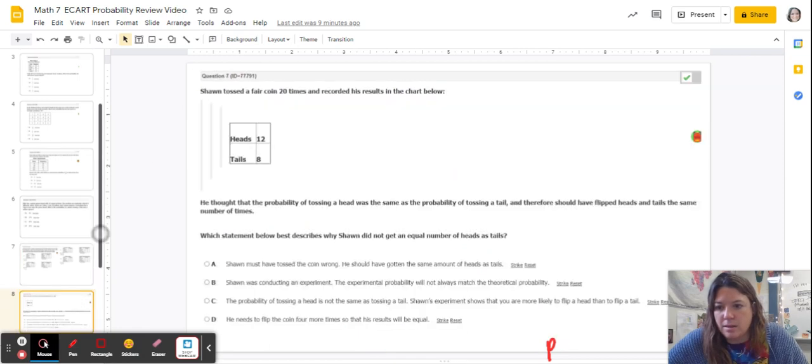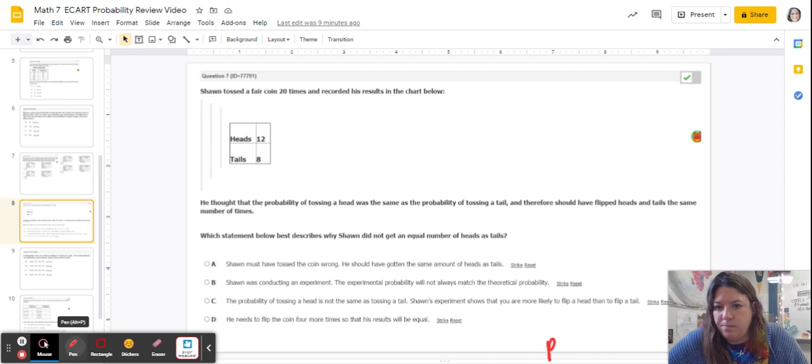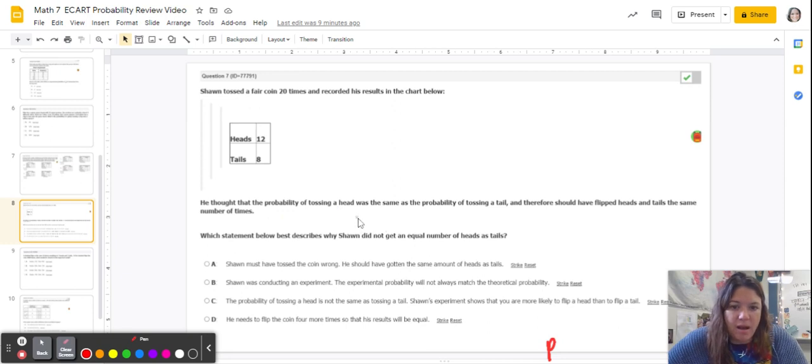All right. Question number 7. Sean tossed a fair coin 20 times, and here were his results. He thought that the probability of heads was the same as the probability of tossing tails, and therefore should have flipped heads and tails the same number of times. So which statement below describes why Sean did not get an equal number of heads as tails?